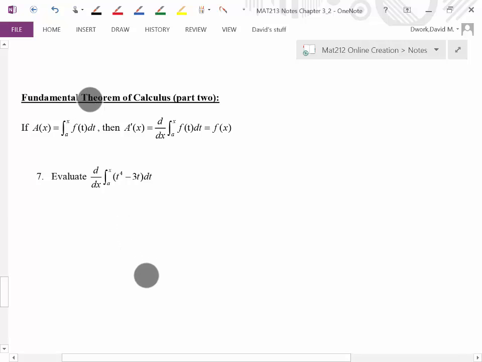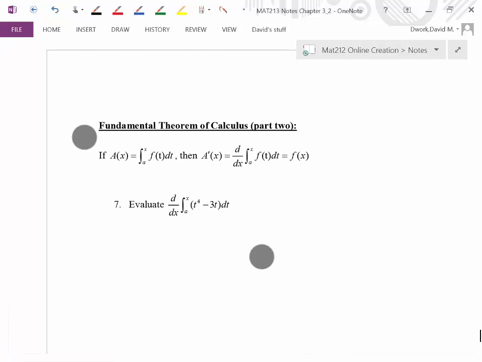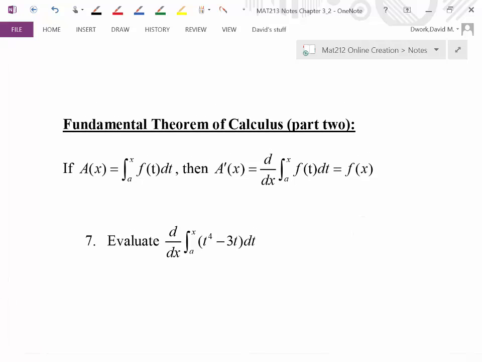Okay, and Fundamental Theorem of Calculus Part 2. Now, this is pretty self-explanatory. What it's really saying to you when you boil it all down is just the derivative and the antiderivative are inverses. So therefore, whatever one does, the other one undoes.